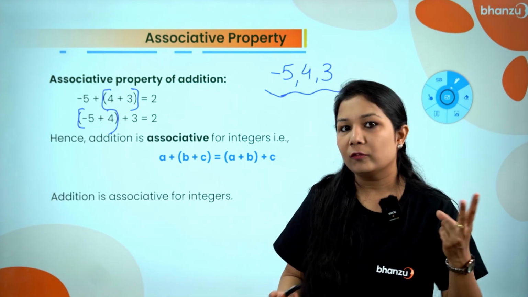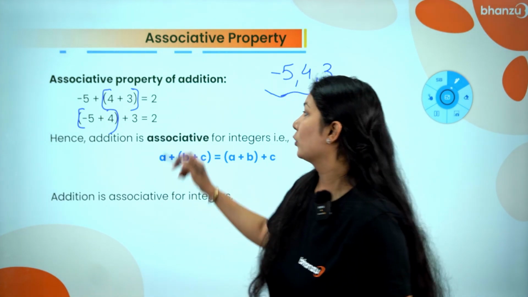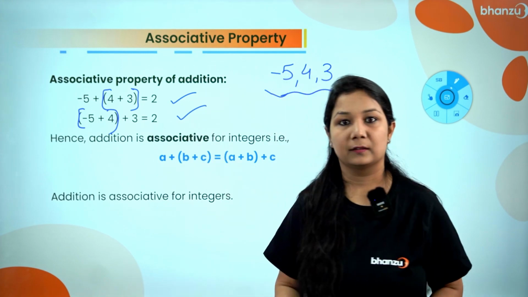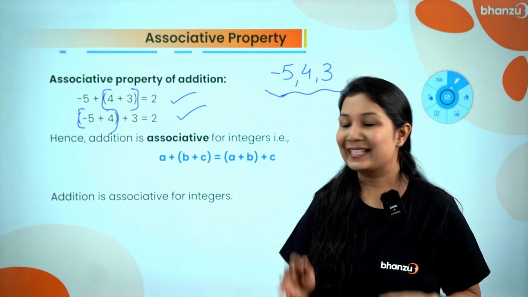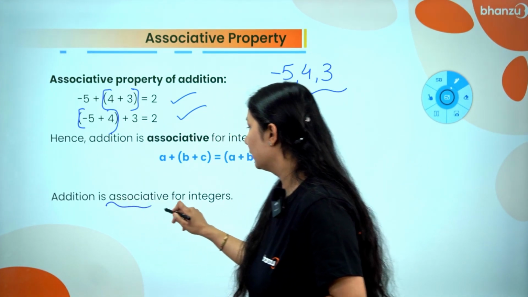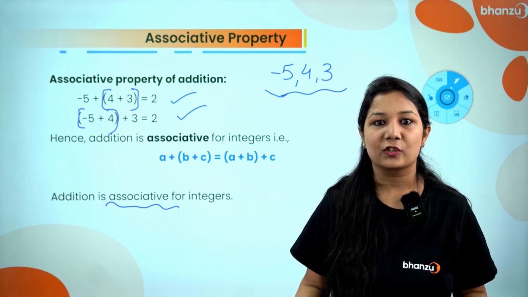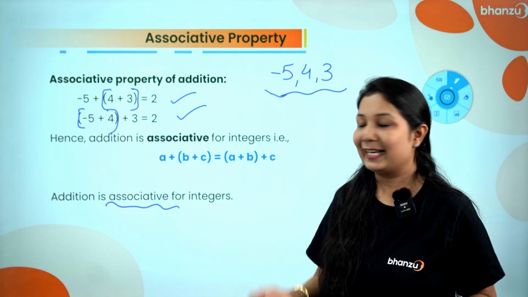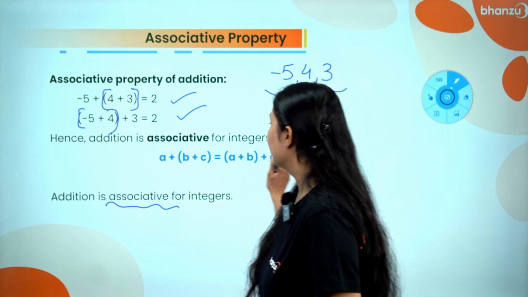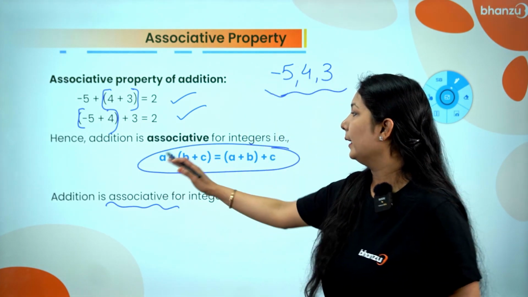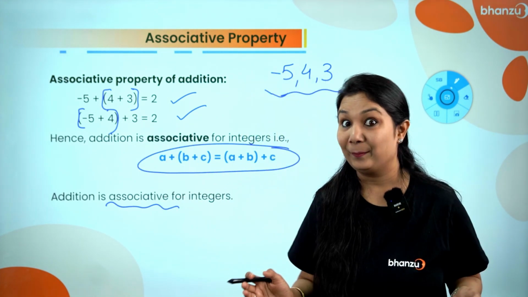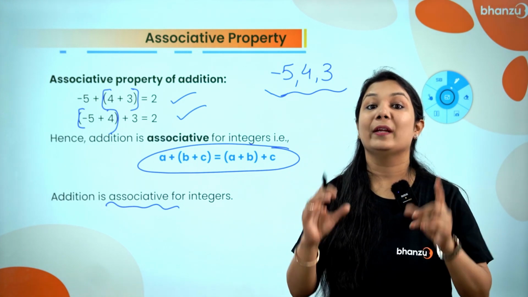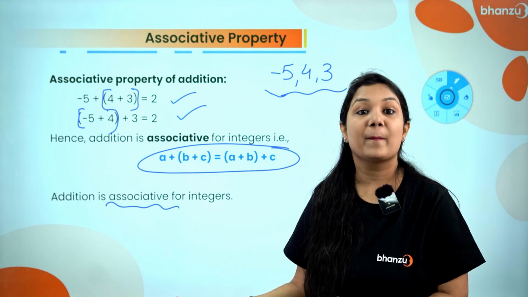Because we can always solve 2 integers at a time, right? So we are getting the same answer. So this means the associative property is good for addition of integers. Addition is associative for integers, and the general rule says a + (b + c) will be equal to (a + b) + c.